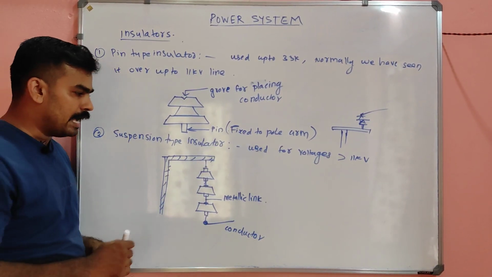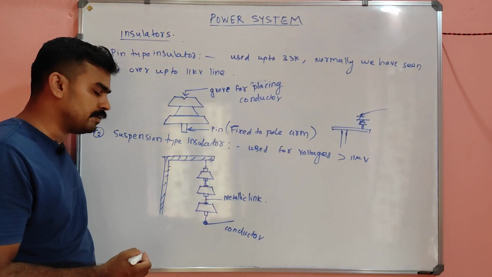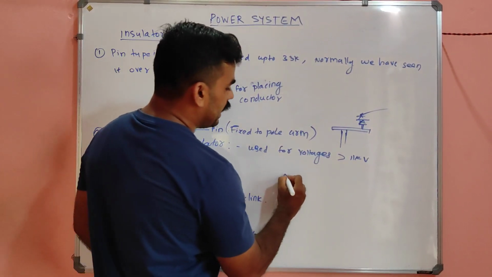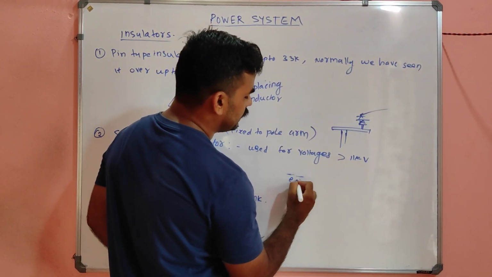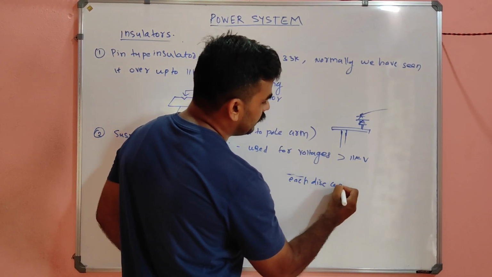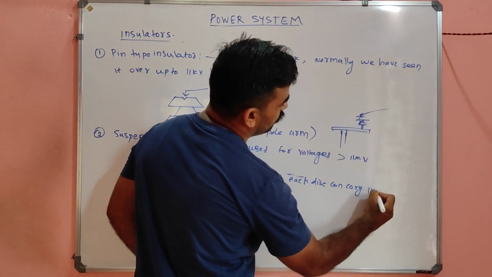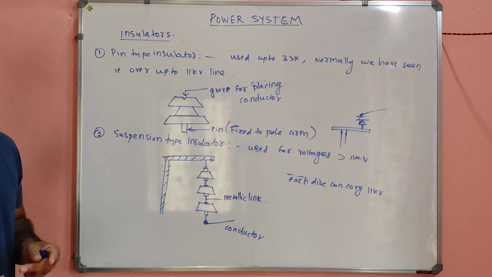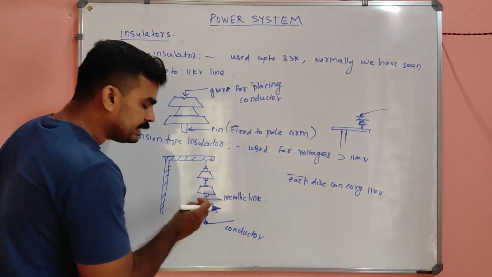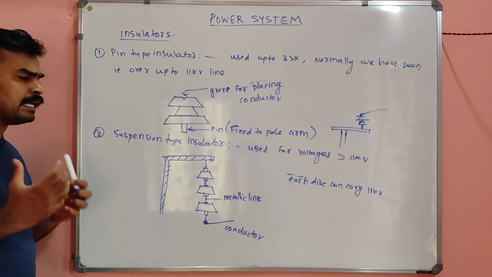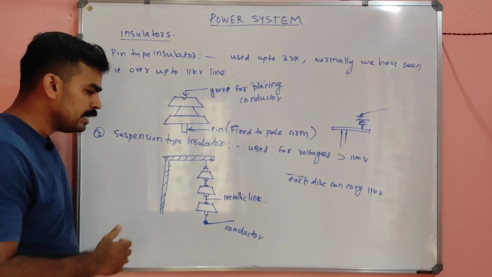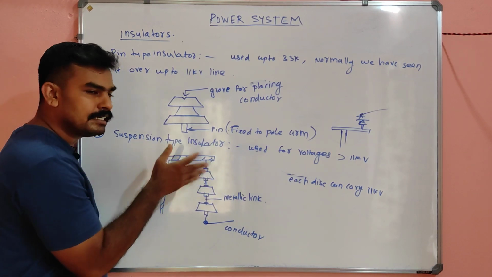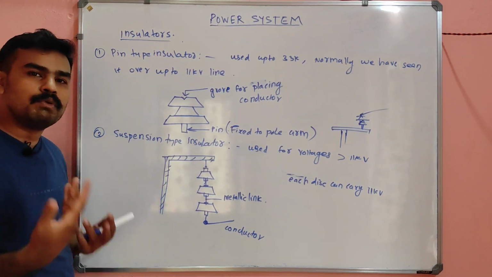In that type of transmission, you can see the suspension type insulator. The peculiarity of the suspension type insulator is that it consists of so many discs, my dear. Each disc can carry 11 kV of voltage. The main advantage of using this suspension type insulator is that if any one disc is damaged, you can simply replace it and insert another new disc so that the whole system will work again.